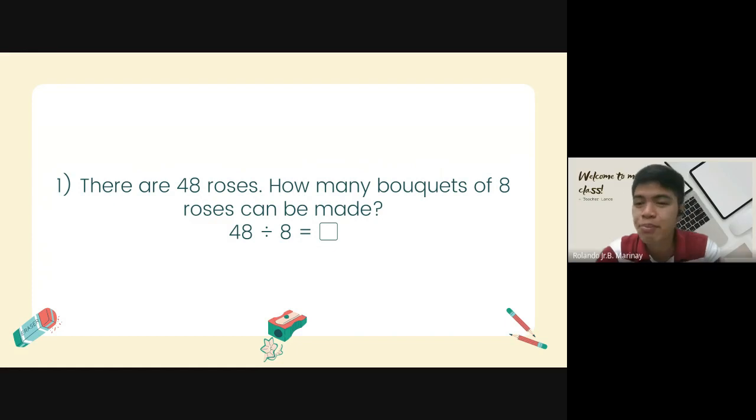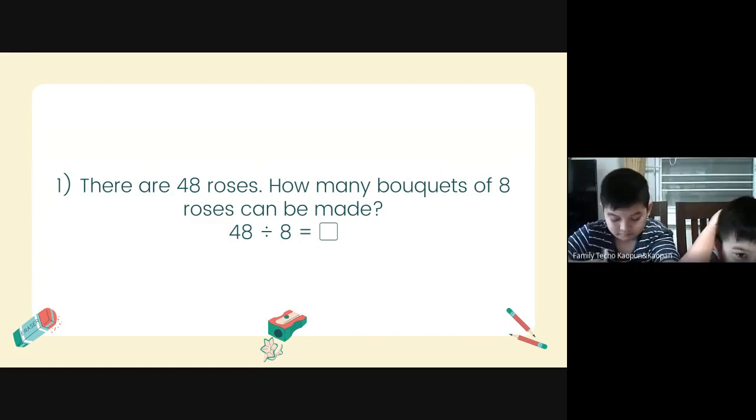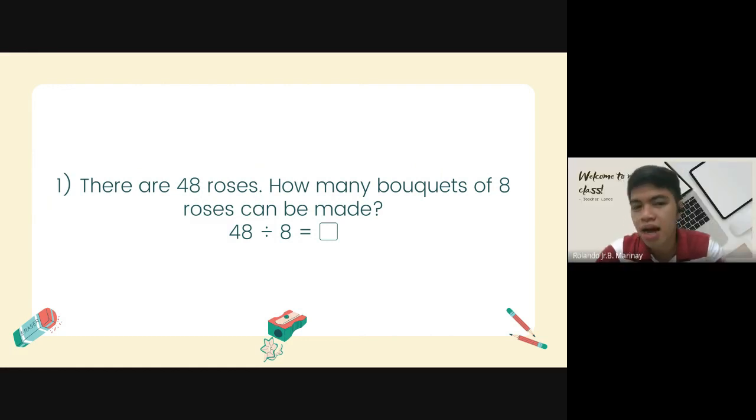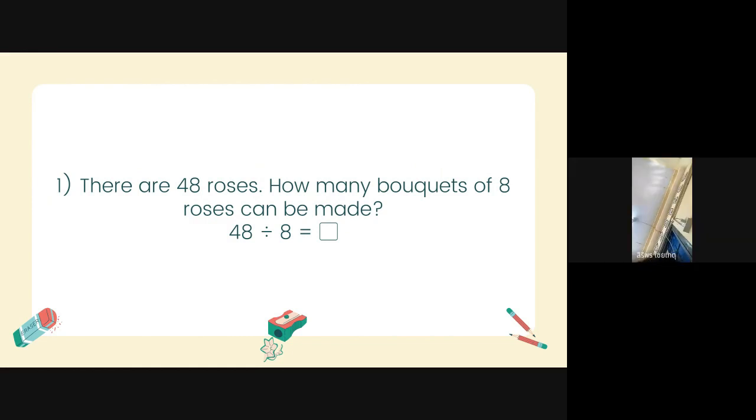Number 1, there are 48 roses. How many bouquets of 8 roses can be made? Okay, 48 divided by 8 equals? 6. Teacher, very good.